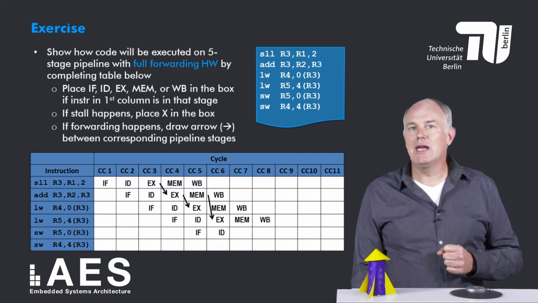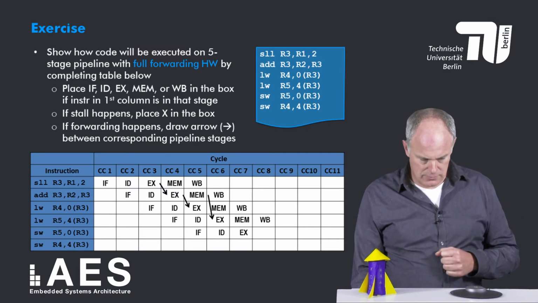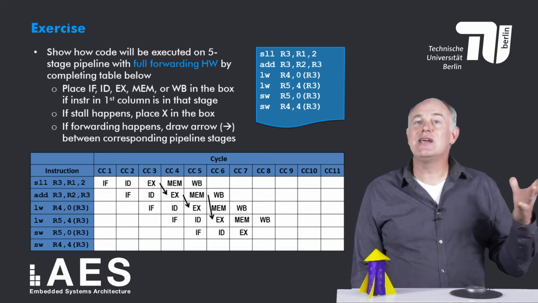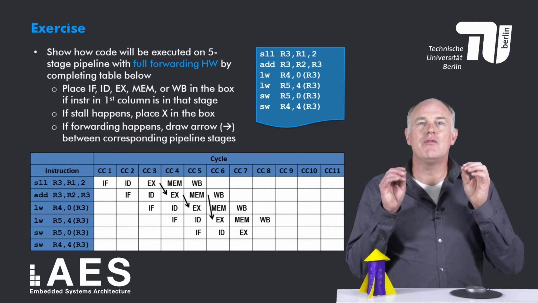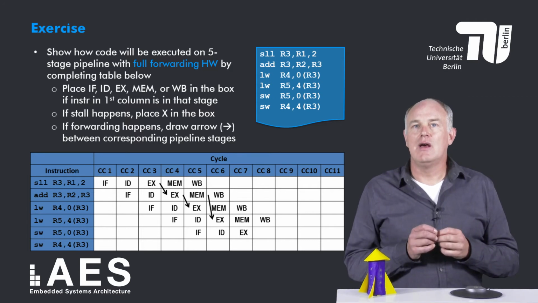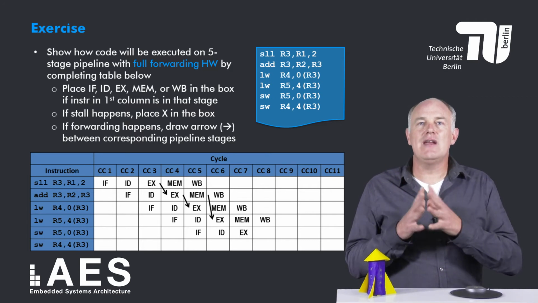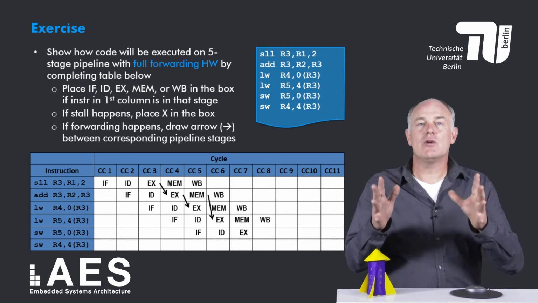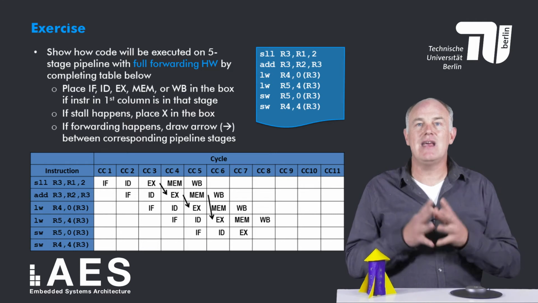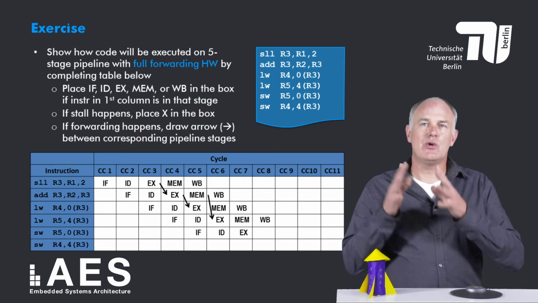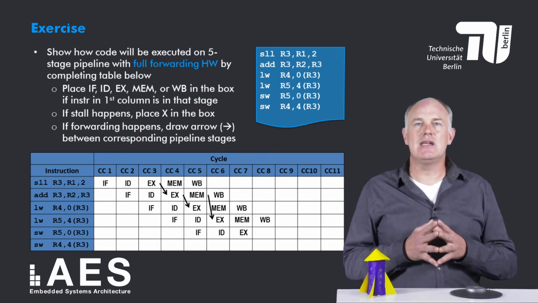Do we need forwarding here? The answer is no. In the execute stage of the store word, the effective address is calculated. For this, register R3 is needed, and this register has already been written back in clock cycle 6 during the write back stage of the add instruction. So no forwarding to this stage is needed.